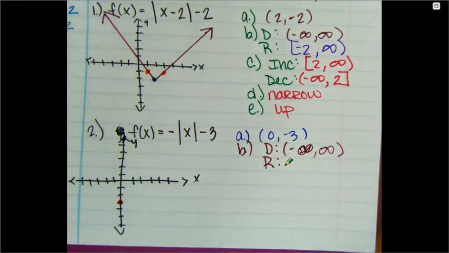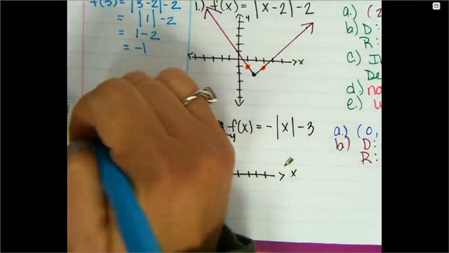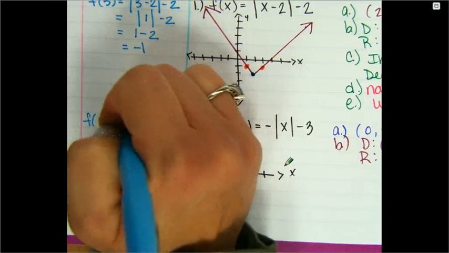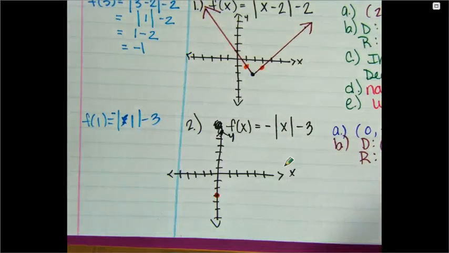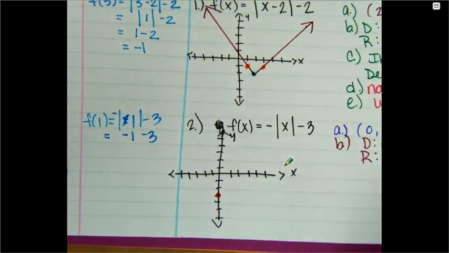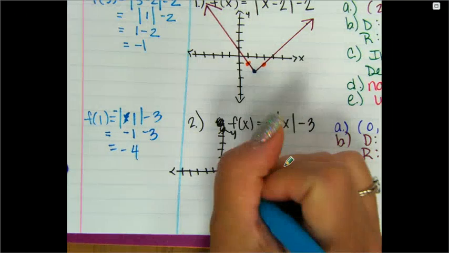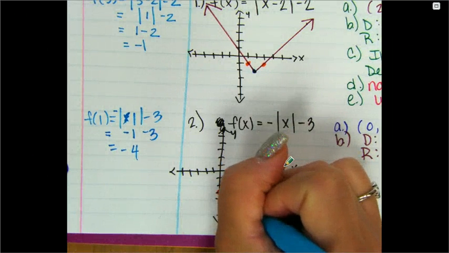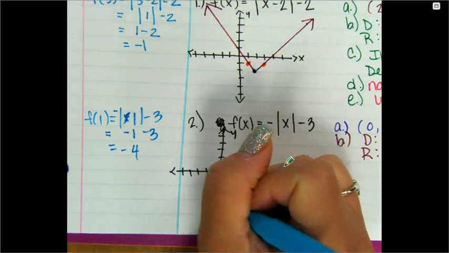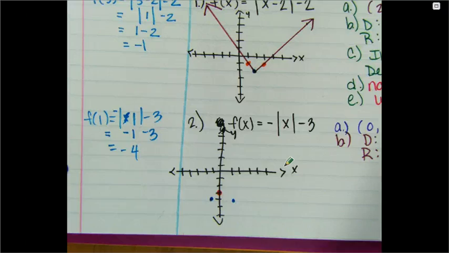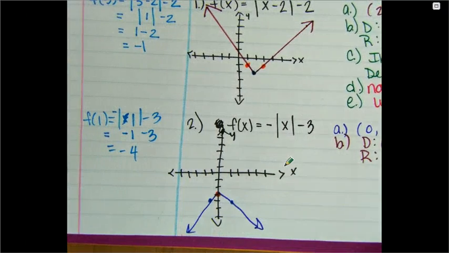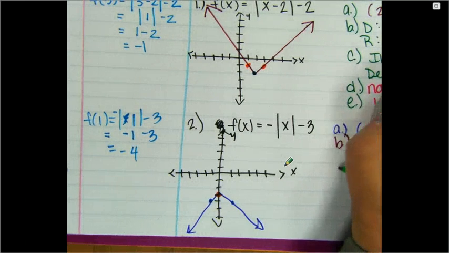What point should I probably plug in next? 1. So I'm going to do f of what? f of 1 equals negative absolute value of x, which is 1, minus 3. Absolute value of 1 is what? 1, but now you have a negative. And negative 1 and negative 3 is what? Negative 4. So you should have 1 comma negative 4, which means I also have what? Negative 1 comma negative 4. And I'm going to graph that like that. It's beautiful. Then I'm going to say my range is what?